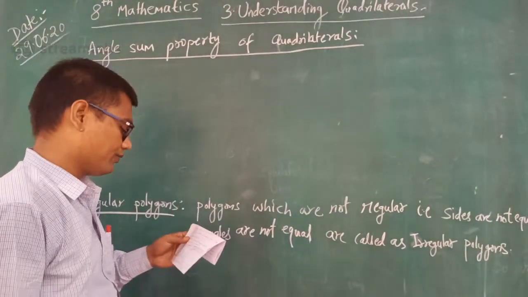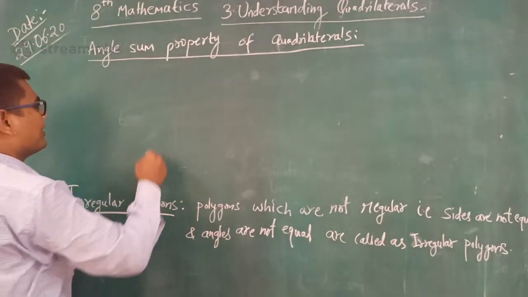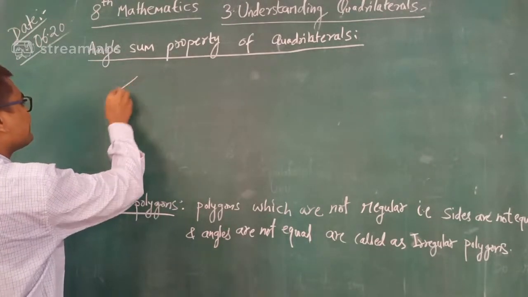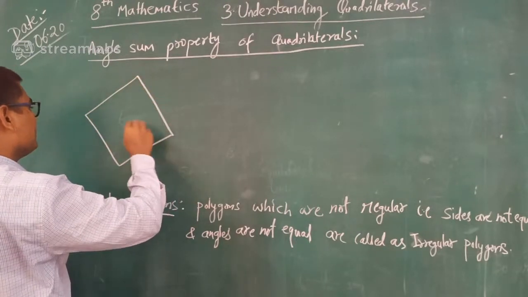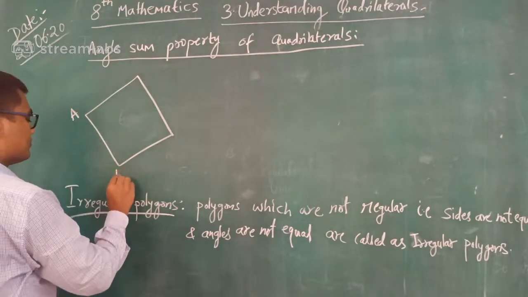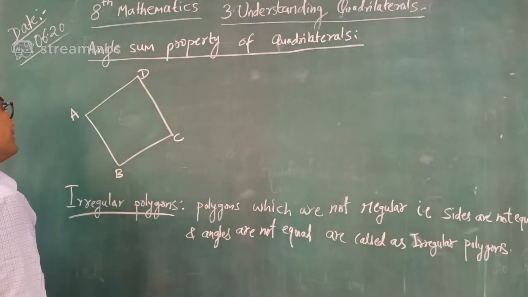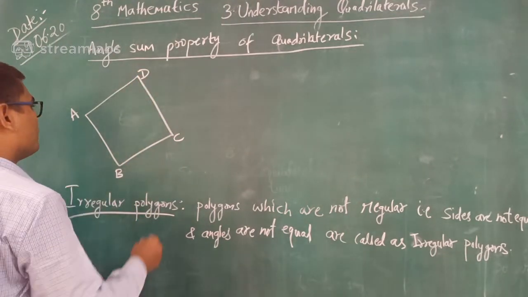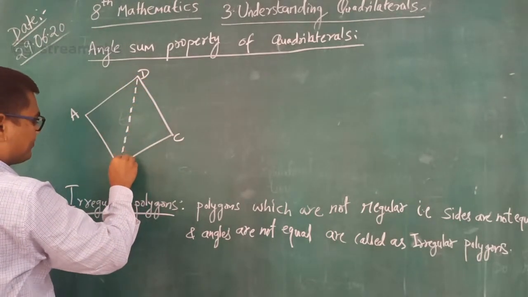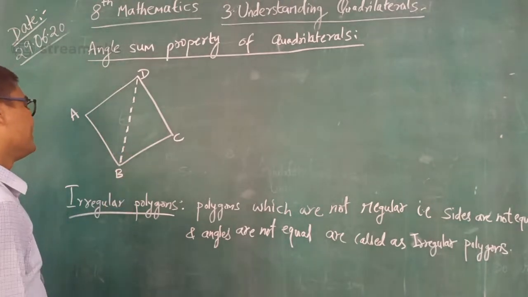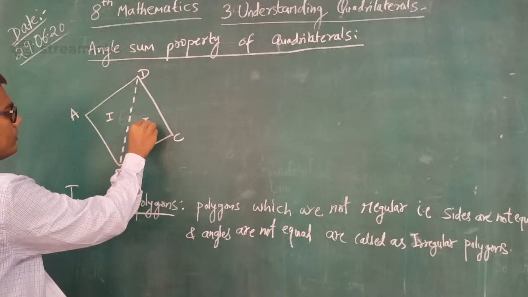Angle sum property of quadrilateral. So let us take a quadrilateral first, and let us divide it into two parts by drawing the diagonal BD. So this is part 1 and this is part 2.